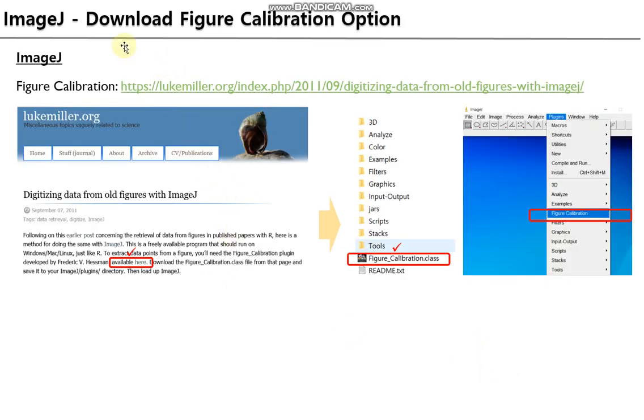We also have to download the figure calibration option from this website. Visit the website, click here, download, and paste the class file in your folder. Then if you open your program, you can see the figure calibration option activated.